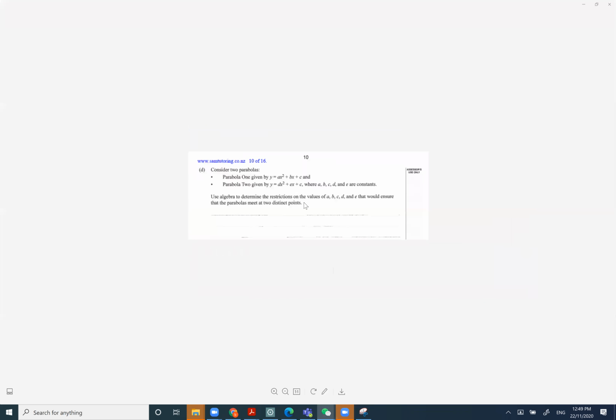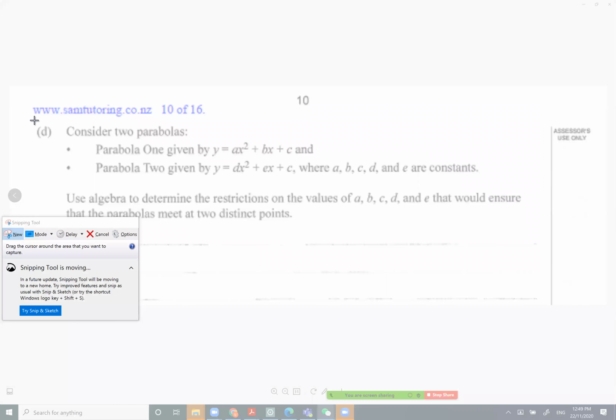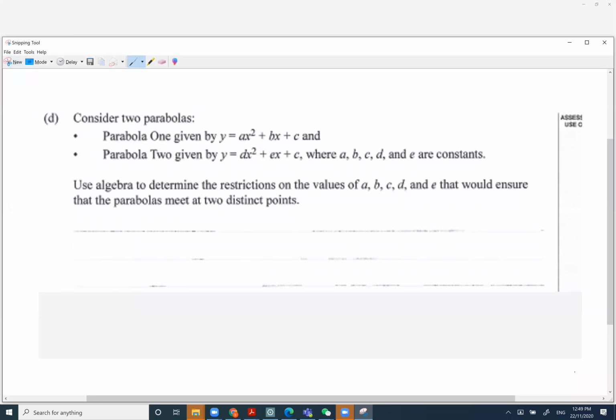This question. You got two parabolas. They meet at two distinct points. It's like a parabola, two distinct points. Still just about simultaneous equations. Two distinct points.